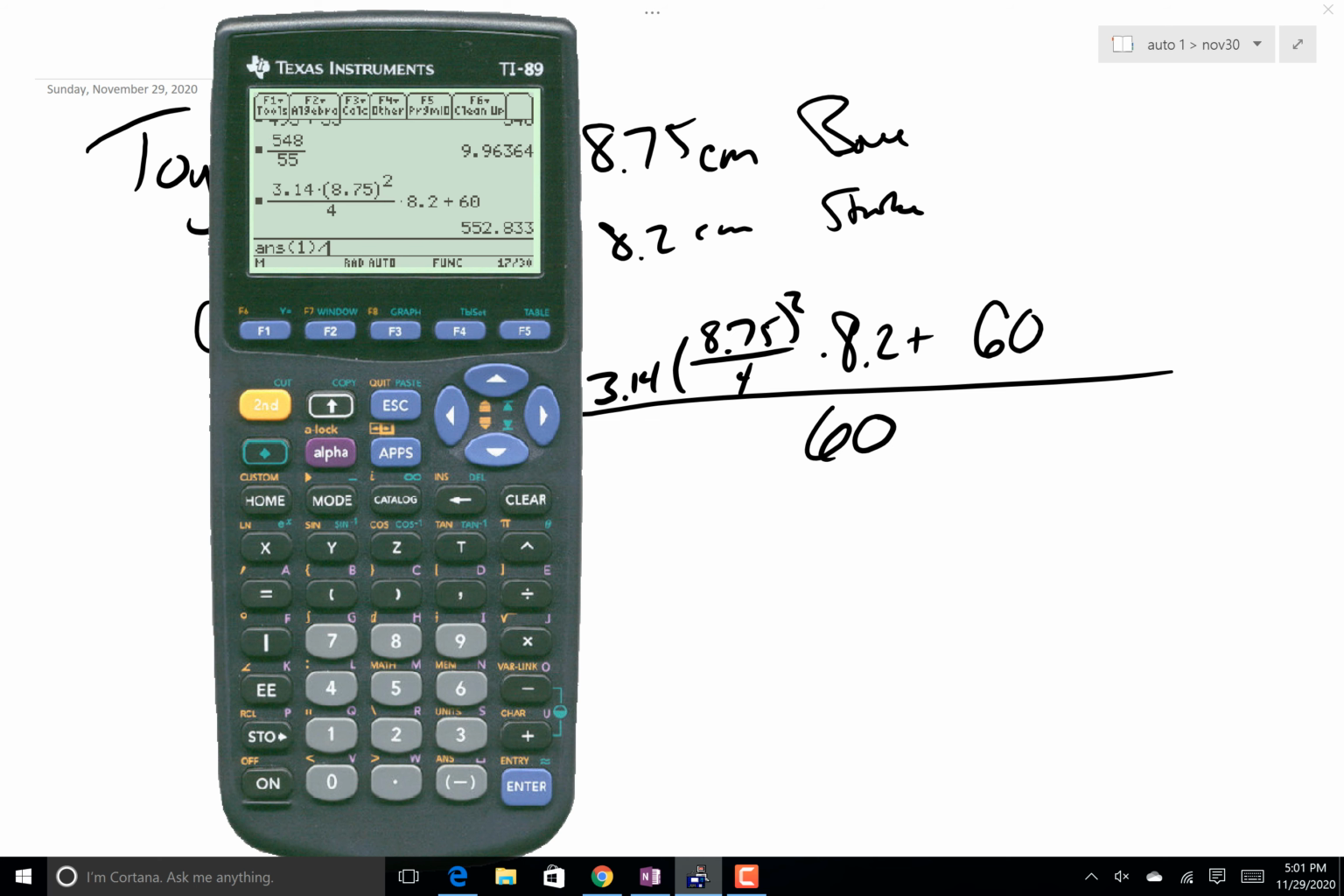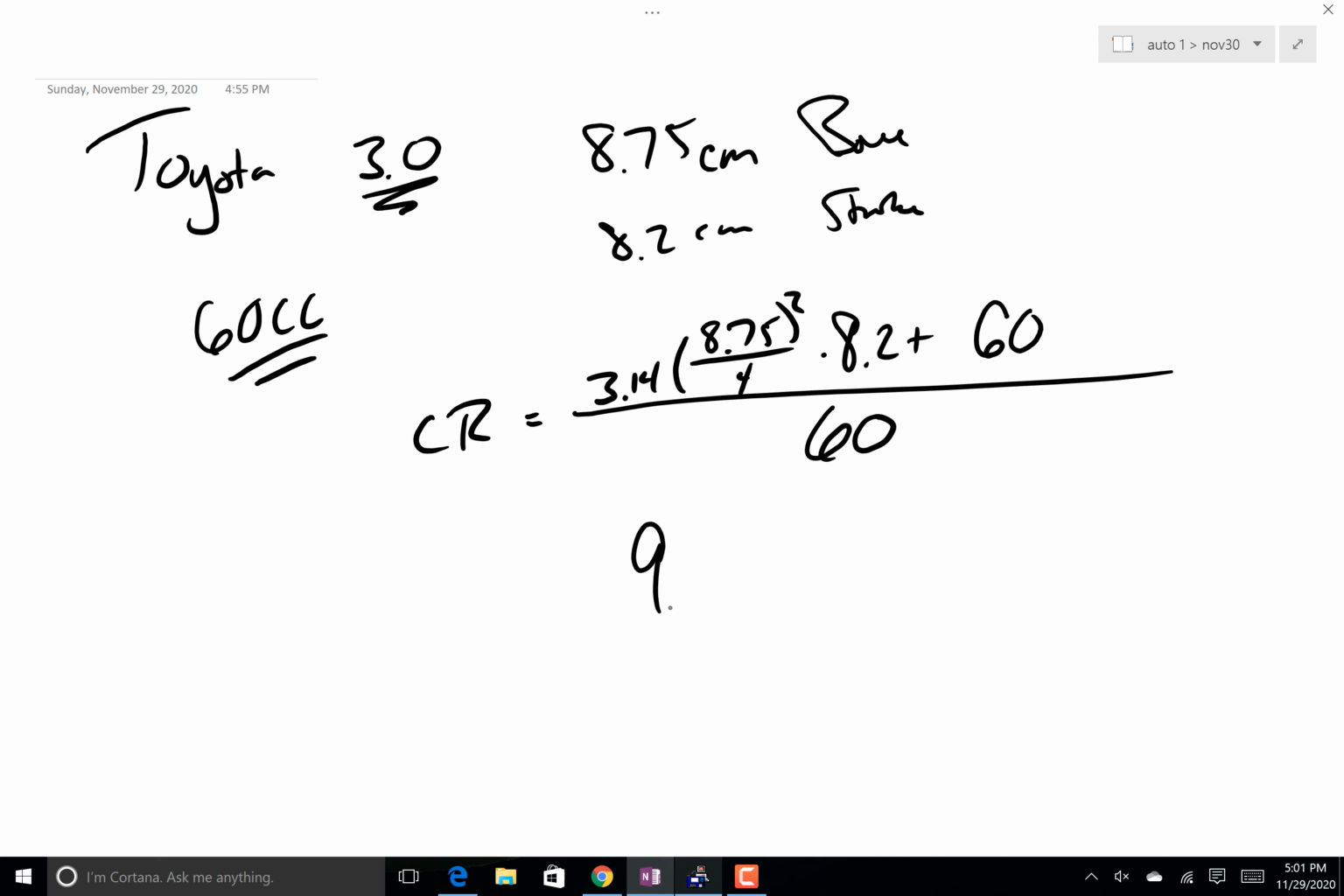By the way, can you see that's less than 600? If it was equal to 600, friends, it would be a 10-to-1 compression ratio. Are you with me? And if you're good with math, you realize that 9 times 60 is 540. So it would be a little bigger than 9 to 1. It's 9.2 to 1. That's right. 9.21 to 1. Boom. There's your compression ratio for this engine.